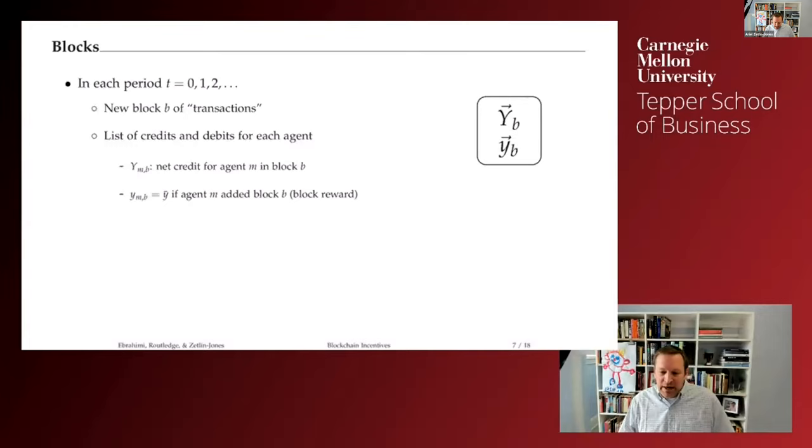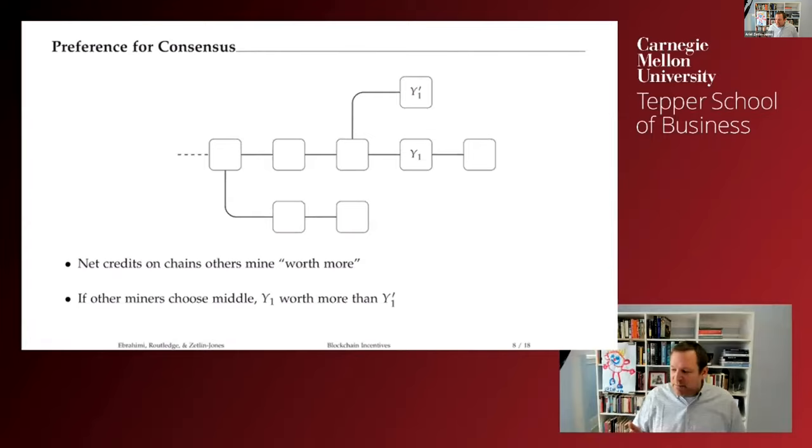I'm looking at a graph, and let's say, for example, it's mostly empty, and miner one has a credit in one block, Y1, and a credit in another block, Y1 prime. What I have to be able to do is define preferences over this graph, given the actions of all the players. And here's how we do this loosely. What we're going to do is say, when miners pick a block, they're telling the network which data they think is valid. And in that sense, you as an individual will get more value out of your balances, if you will, on chains other people say is valid.